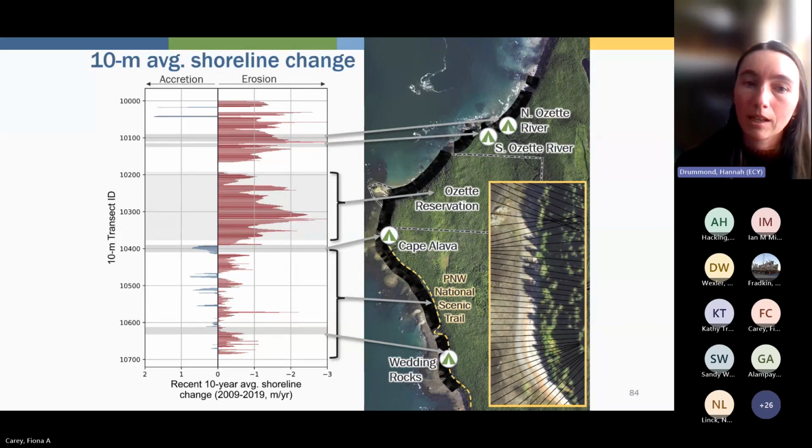The big thing that we're seeing here is that there are a lot of red bars going to the left, or right, sorry, showing erosion. That includes the north and south Ozette River camping areas. That includes areas along the Pacific Northwest National Scenic Trail, Wedding Rocks areas, and a lot of red in the Ozette Reservation. Next slide, please.